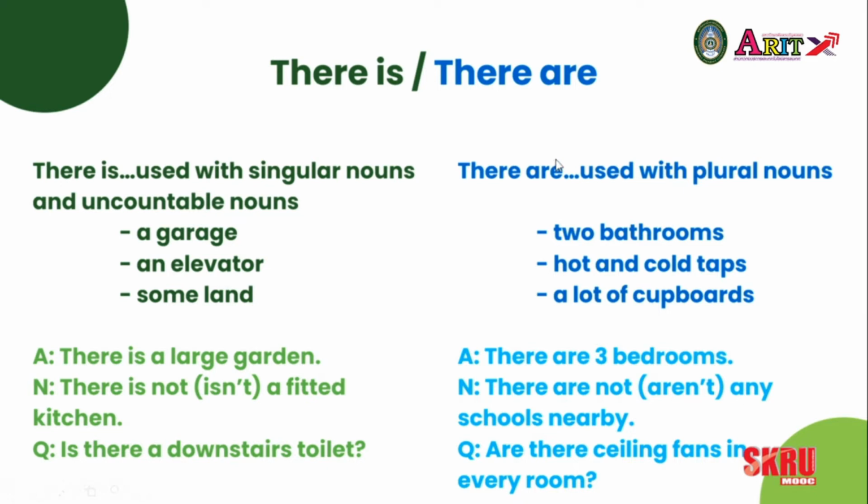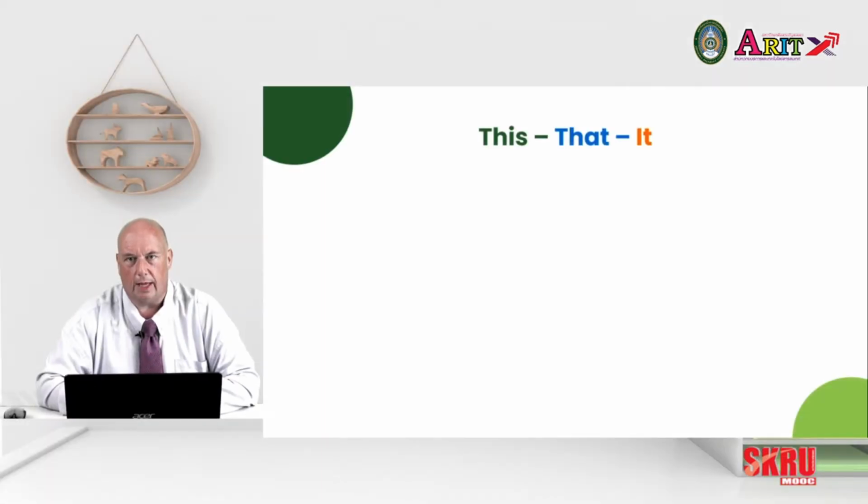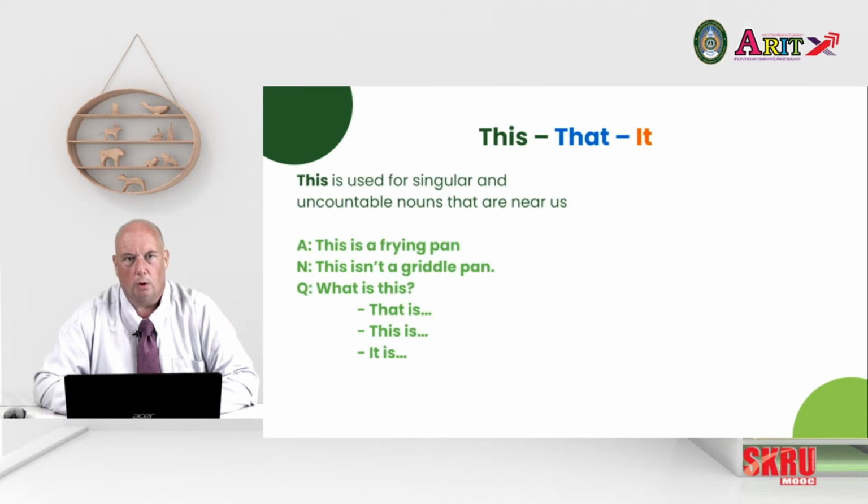So we use there is, there are with nouns, singular, plural, and uncountable. Watch out how you come across them. The next area we want to look at is using this, that, and it. Now, this and that we use for singular and uncountable nouns. The difference between this and that is really how close something is to us.